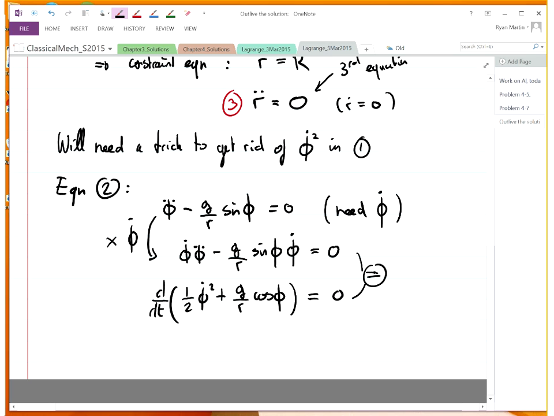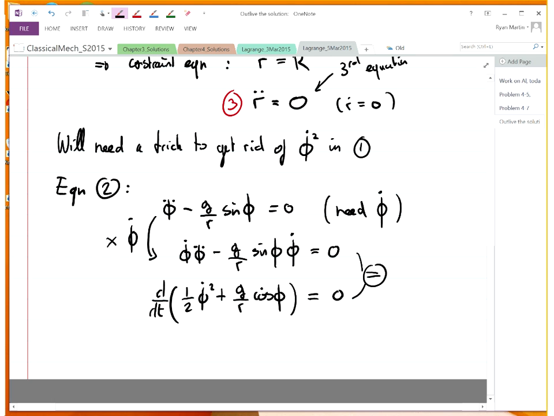So d by dt of a half phi dot squared is phi dot times d by dt of phi dot. So it's a chain rule. So it's phi dot times phi double dot. So the first term works. The second term is d by dt of G over R cos phi. Let me pretend G over R is a constant for now. Then the derivative of cos is minus sine, and the derivative with respect to time of phi is phi dot. So I get everything that I had above.